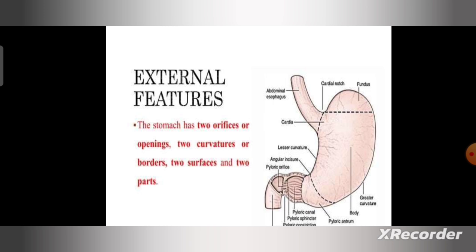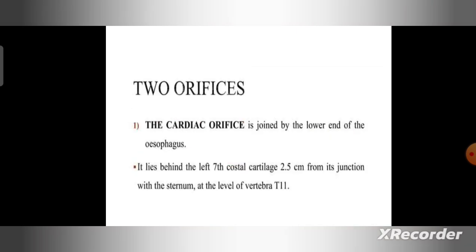Next are the external features. The stomach has 2 orifices or 2 openings, 2 curvatures or 2 borders, 2 surfaces and 2 parts. First among the external features are the orifices. The stomach has 2 orifices. First is the cardiac orifice, which is joined by the lower end of the esophagus.